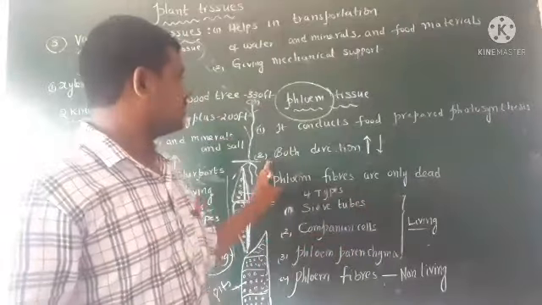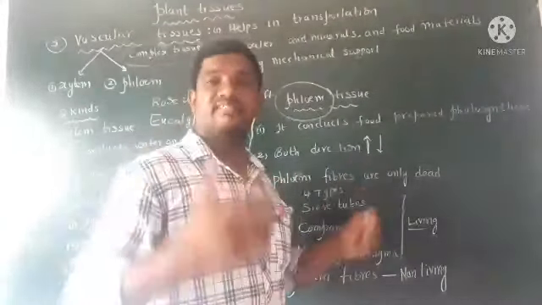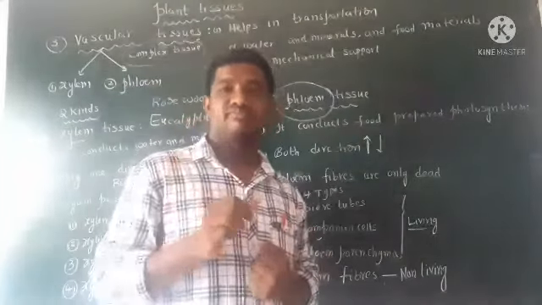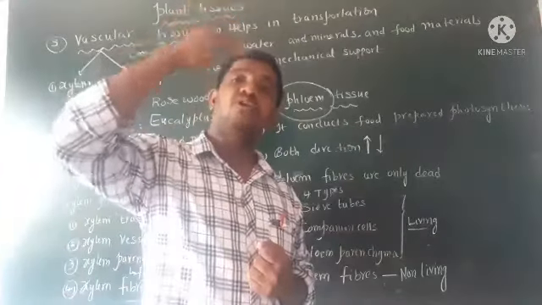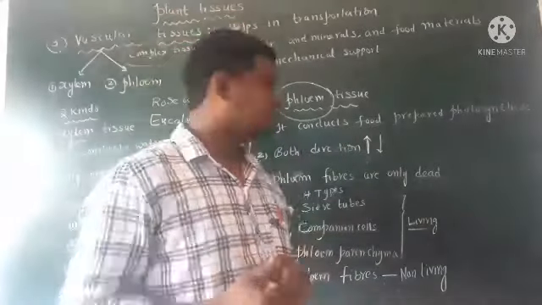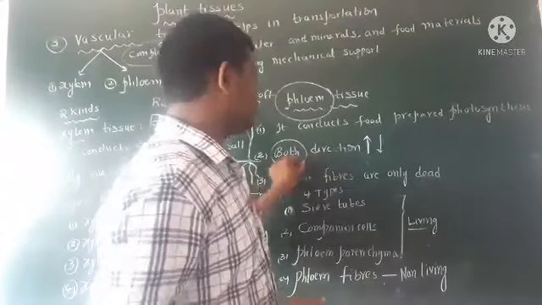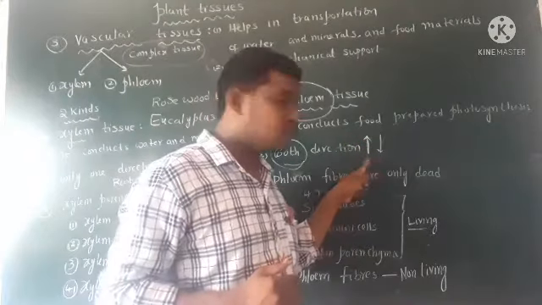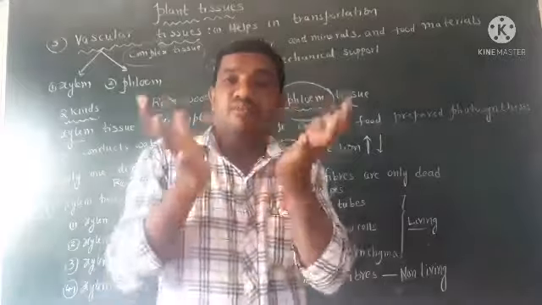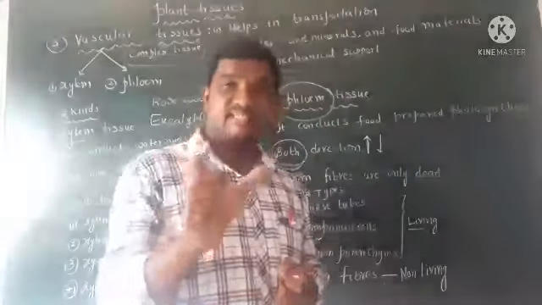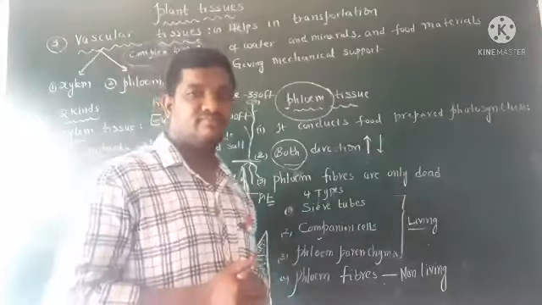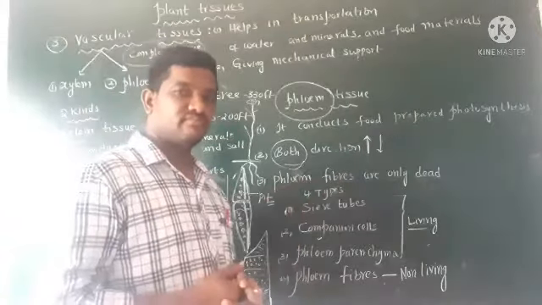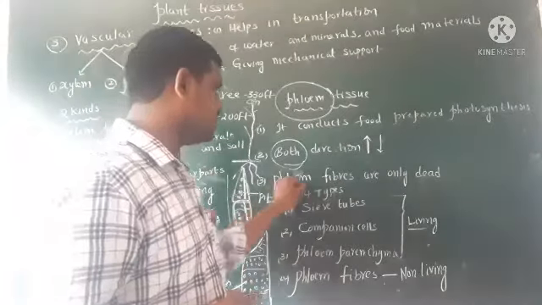Second point, it can move in both directions. Food materials can move from leaves to roots, and from leaves to the upper parts of the plant stems. So here food materials can move upwards to downwards and downwards to upwards. It can move in both directions. That is bidirection. Keep that in your mind. Coming to the next one, phloem fibers are only dead tissues.